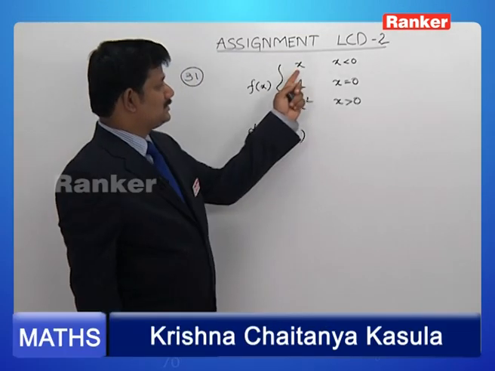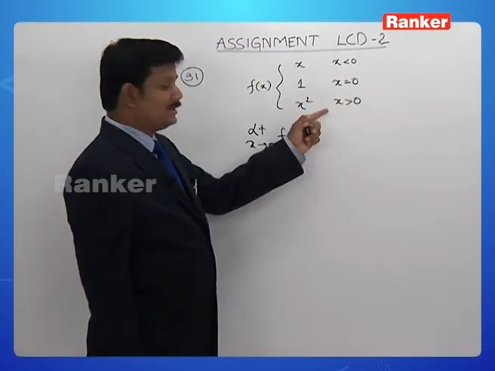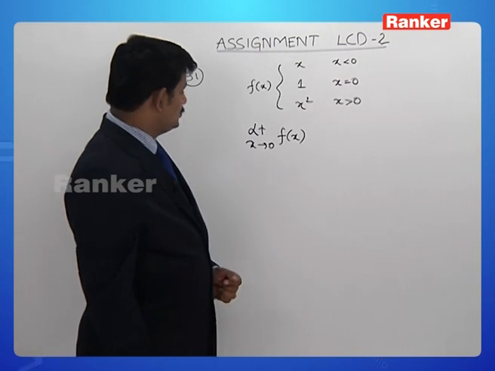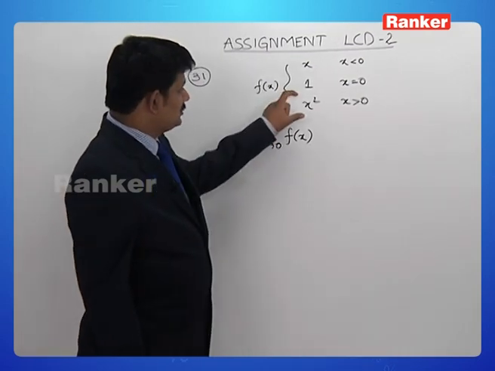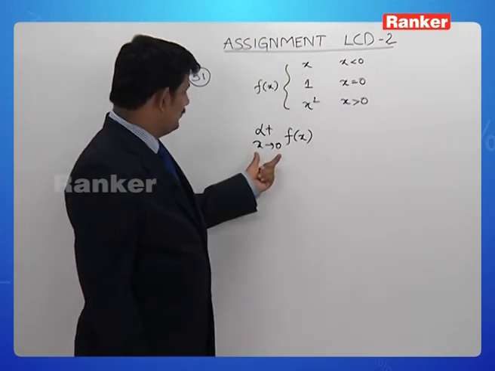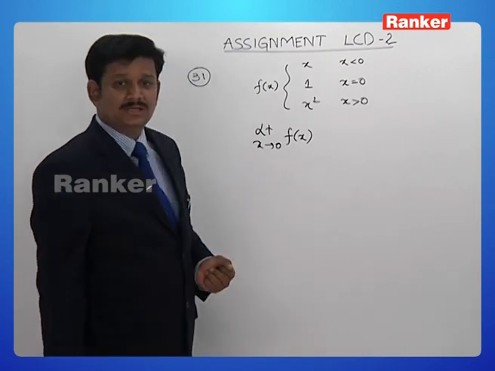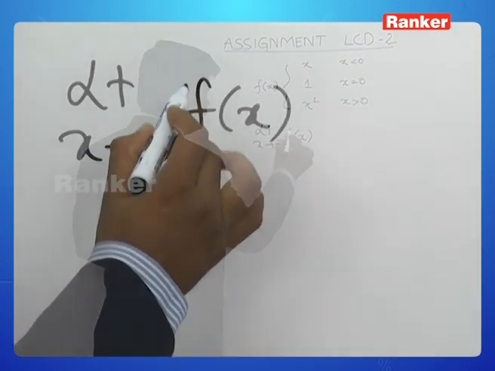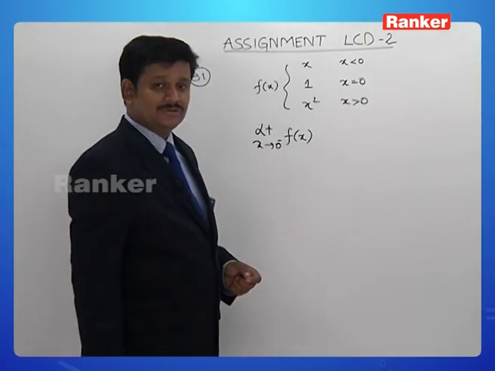f of x is given as x if x is less than 0, 1 if x is equal to 0 and x square if x is greater than 0, and we need to evaluate limit x tending to 0 of f of x. Because this is a piecewise defined function, let us evaluate limit x tending to 0 plus and 0 minus separately. Let us first evaluate the left hand limit, limit x tending to 0 of f of x.